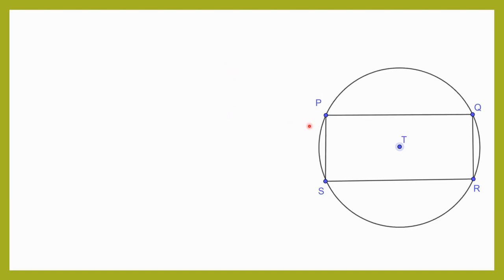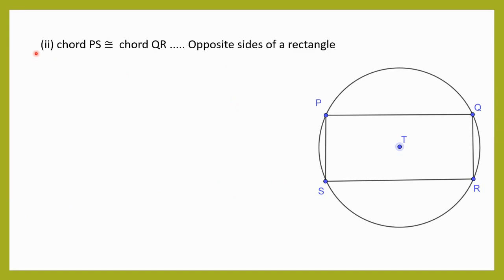Next, we have to prove that arc SPQ is congruent to arc PQR. Note that chord PS is congruent to chord QR, as opposite sides of a rectangle are equal, and this rectangle is inscribed in a circle, so the sides of this rectangle will be chords. So since side PS is equal to side QR, and these two sides are chords of the circle, therefore chord PS will be congruent to chord QR.